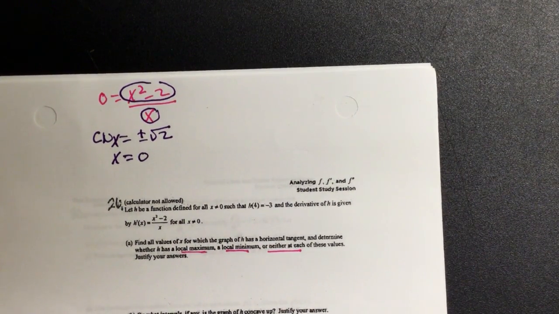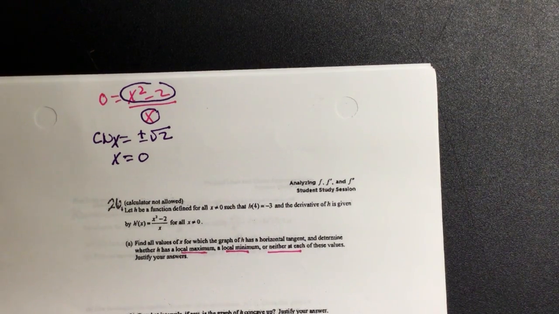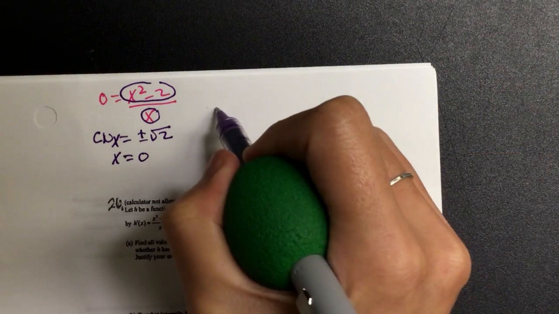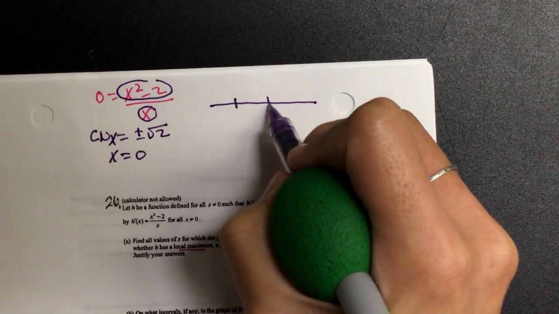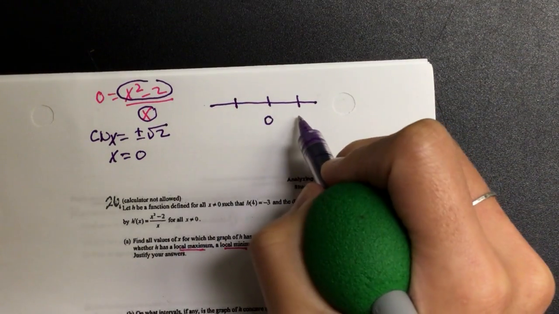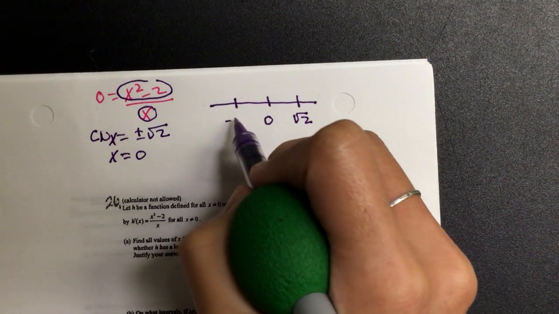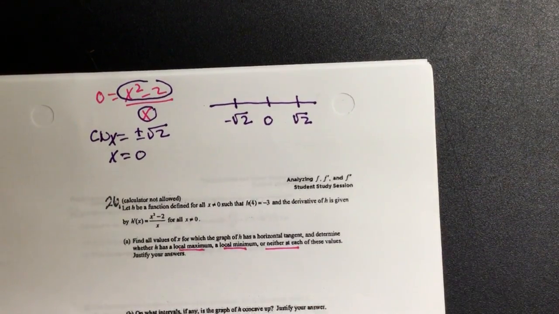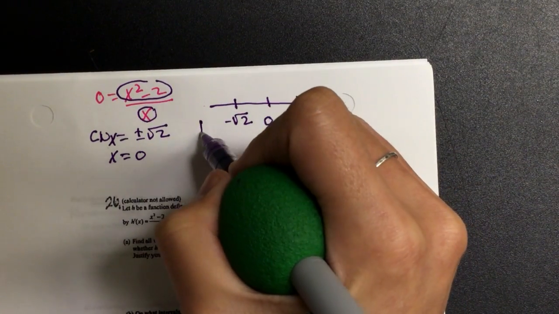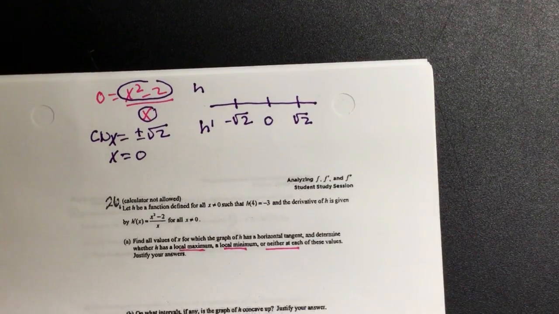And it looks like for this one, did it give us a restriction on the domain? Nope. So let's go ahead and fill it in. Here's our number line, and we're looking at the 3 points: one at 0, one at positive radical 2, and negative radical 2. And we're comparing h prime to h.